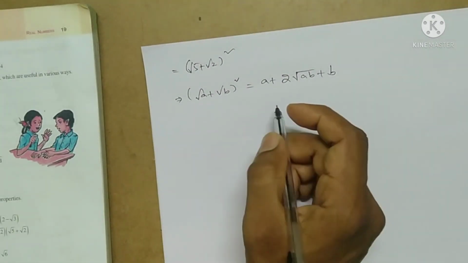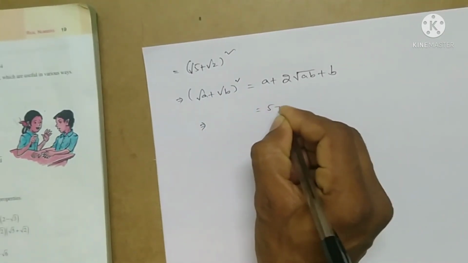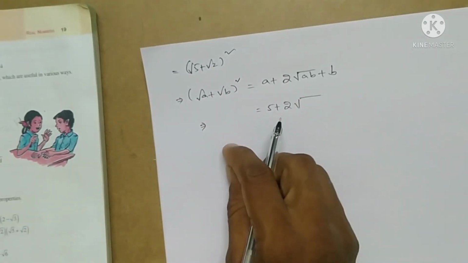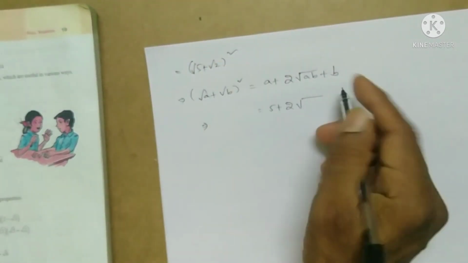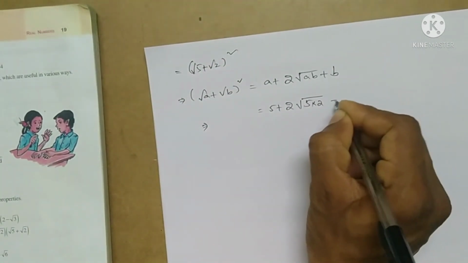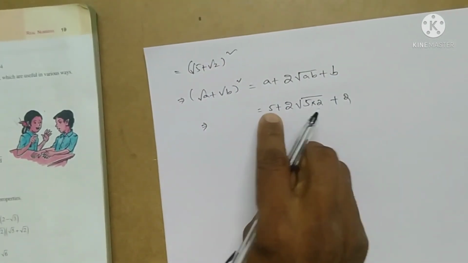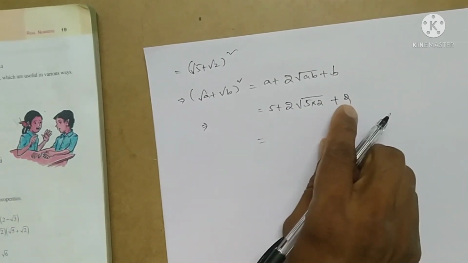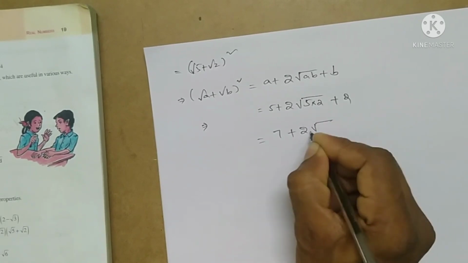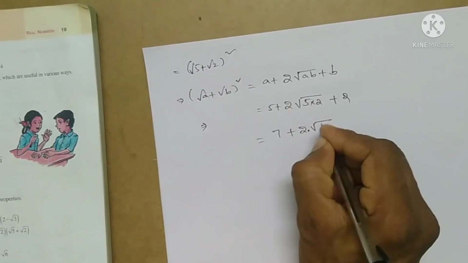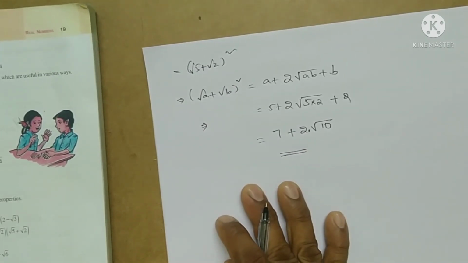So that is equal to, here a is equal to 5, b is equal to 2. So 5 plus 2 into square root of a into b, 5 into 2, plus 2. So 5 plus 2, both are integers, is equal to 7 plus 2 into under root 5 twos are 10. So this is our final result.